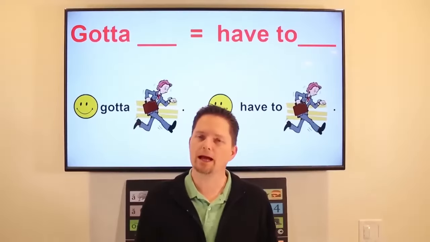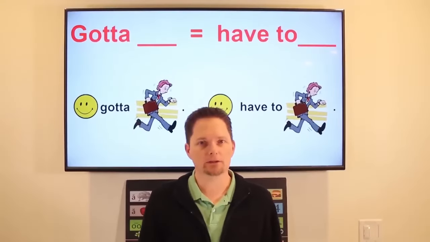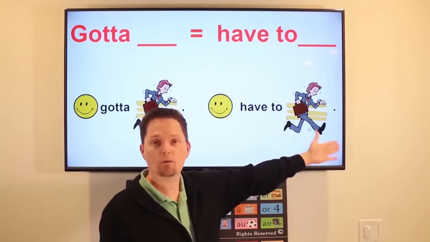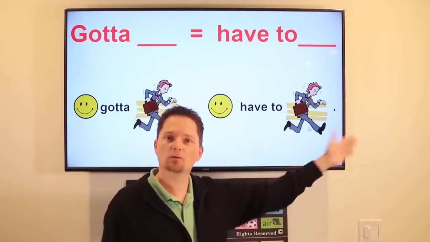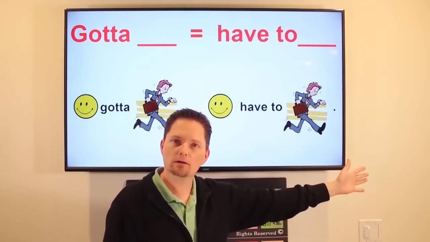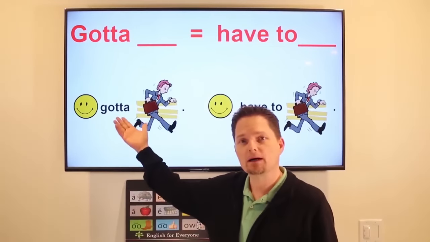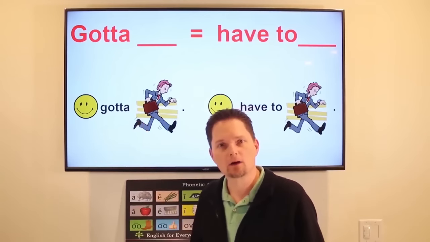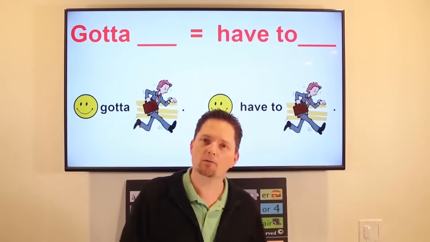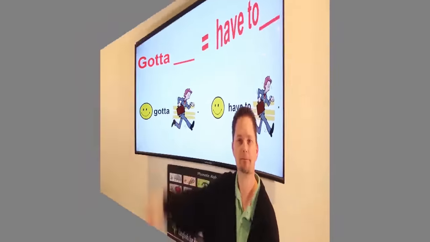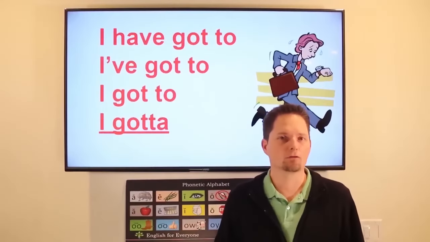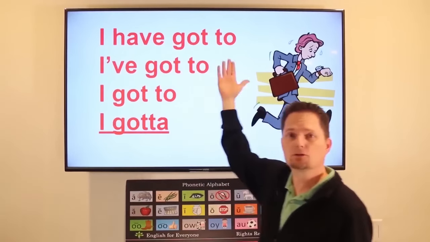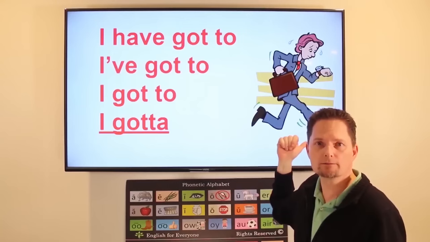Very good. So we use the action have for obligation. I have to go to work. And we can use the same gotta. I gotta go to work. I gotta go. I have to go. They are the same. So in the original correct form, we say, I have got to go to work.